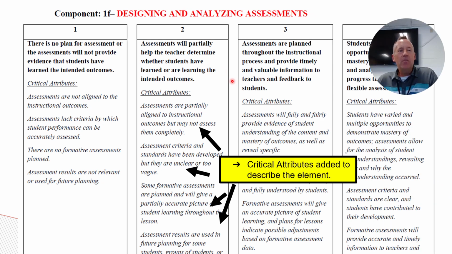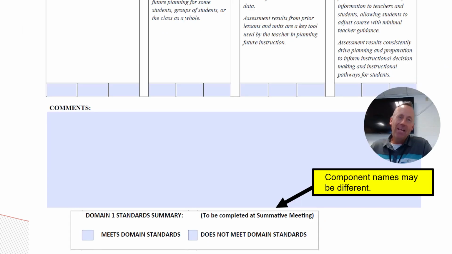Just under the elements, you're going to notice a new section called critical attributes. These are the descriptors that we'll be looking at to determine whether or not a person is a 1, 2, 3, or 4. These are new this year. Then at the end of all the components for a domain, at the very bottom, there'll be a section where the evaluator will mark whether or not the teacher has met the domain, the standards there, or did not. This previously was included on a separate form, which we called Form D.